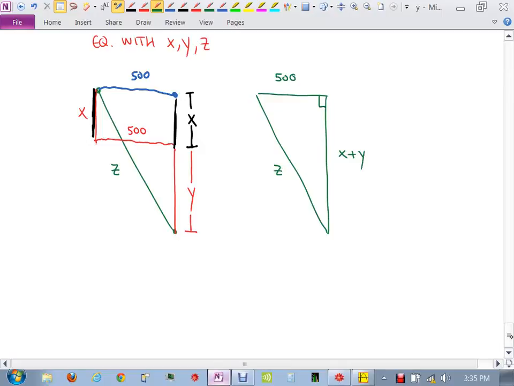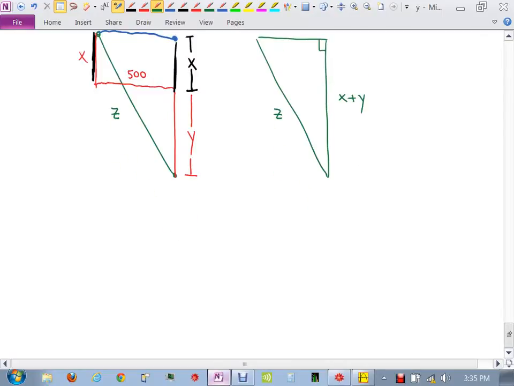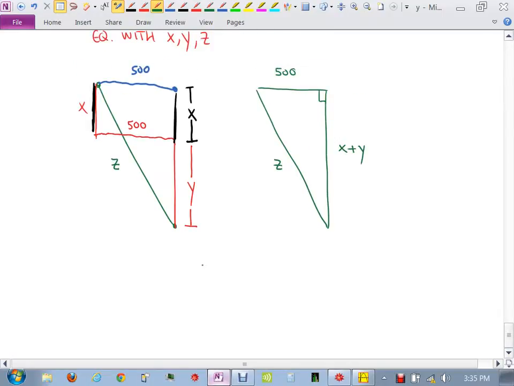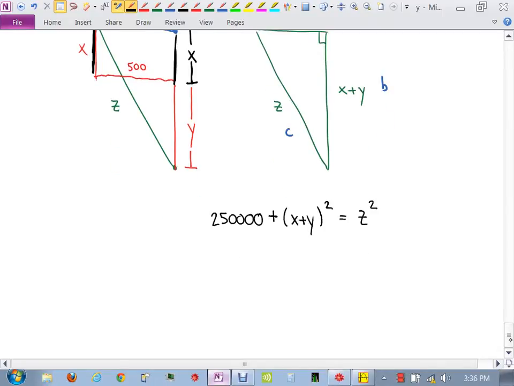Okay, let's try it. So now I need to come up with an equation. So what equation relates those variables together? Pythagorean theorem, right? A squared plus b squared equals c squared. And just be careful, this is like A, this is like B, the hypotenuse is C. So I have 500 squared, which is 250,000, plus x plus y squared equals z squared. There's your equation.